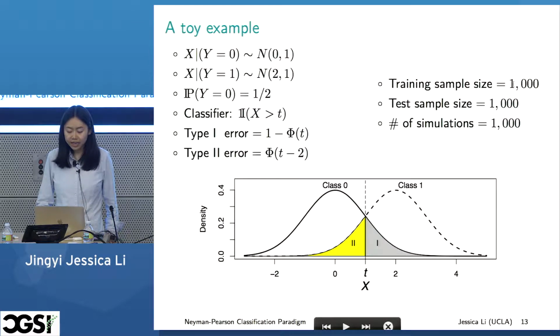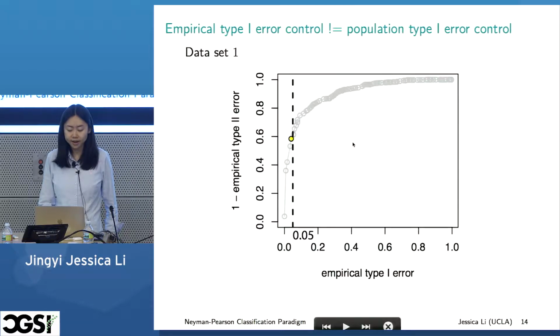So for each time, we can use our training sample to find a lot of candidate thresholds, and then we use our test sample to draw the ROC. So the ROC is based on empirical test type 1 and type 2 errors. So if my target type 1 error is alpha equals 5%, the most reasonable way is to draw a vertical line at 5% and find the corresponding classifier on it or to the left of it. So here is this yellow one, so we get one classifier in our simulation 1. Simulation 2, we get another classifier. Repeat this for 1000 times, we get 1000 classifiers.